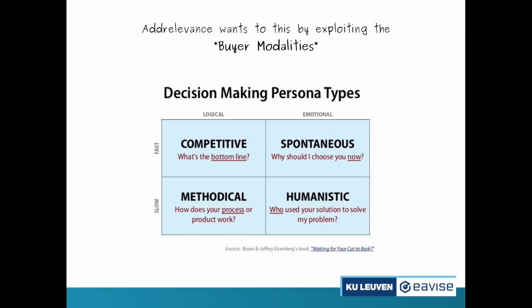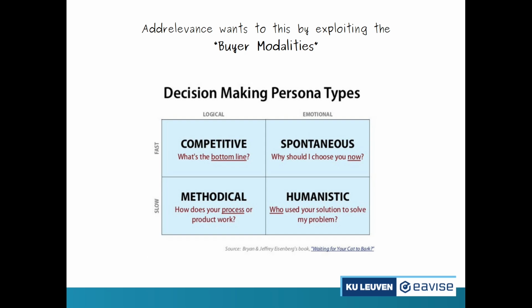And the way they want to do this is by exploiting something called the Buyer Modalities Framework. The Buyer Modalities Framework is a framework that divides people into one of four types or profiles based on how they make their purchasing decisions. You can see the four profiles here: competitive, spontaneous, methodical, humanistic, and each profile has their own specific information need.